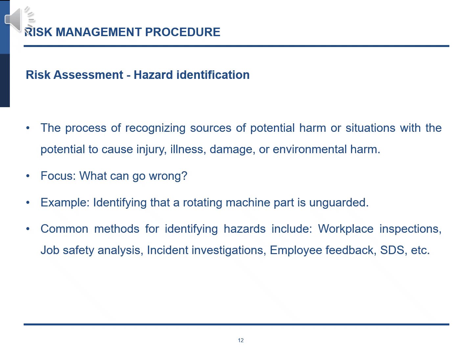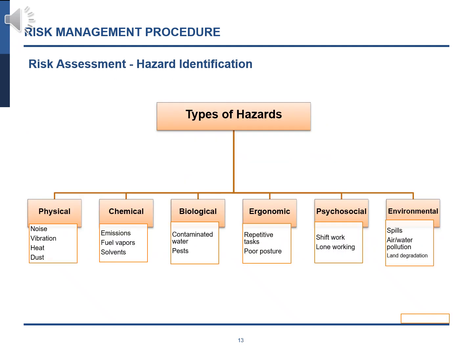Common methods for identifying hazards include workplace inspections, job safety analysis, incident investigations, employee feedback, SDS, etc. Types of hazards. Physical. Examples: noise, vibration, heat, dust. Chemical. Examples: emissions, fuel vapors, solvents.